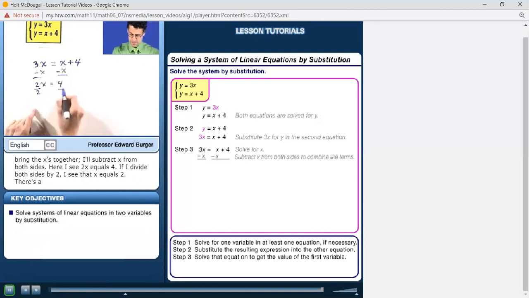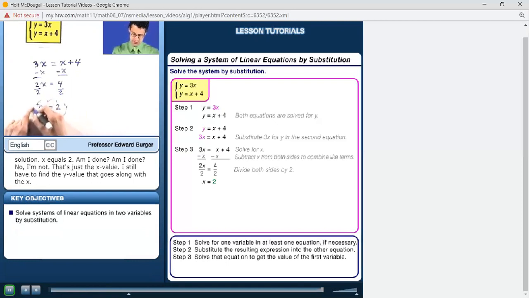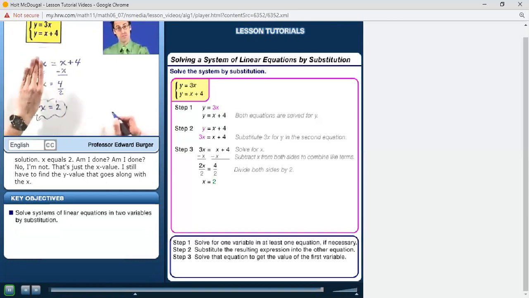Divide both sides by 2, I see that x equals 2. So there's the solution, x equals 2. Am I done? No, I'm not. That's just the x value. I still have to find the y value that goes along with the x.